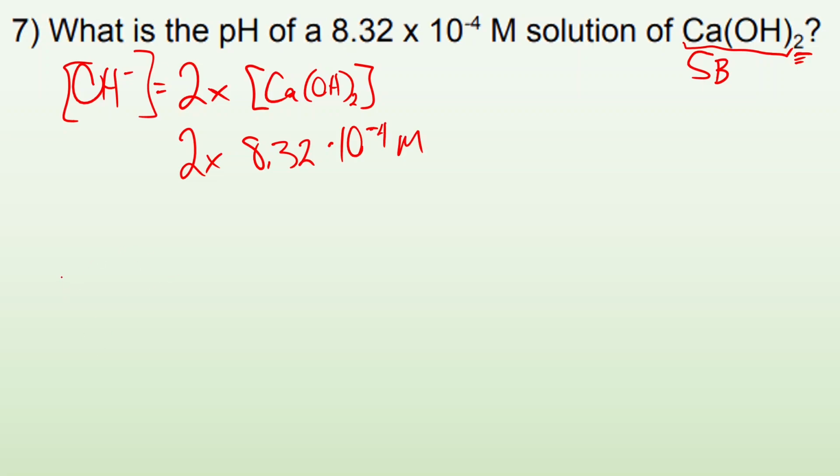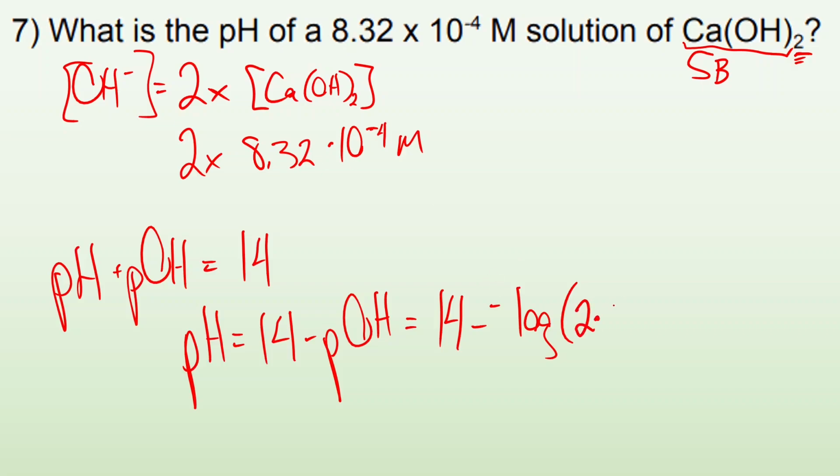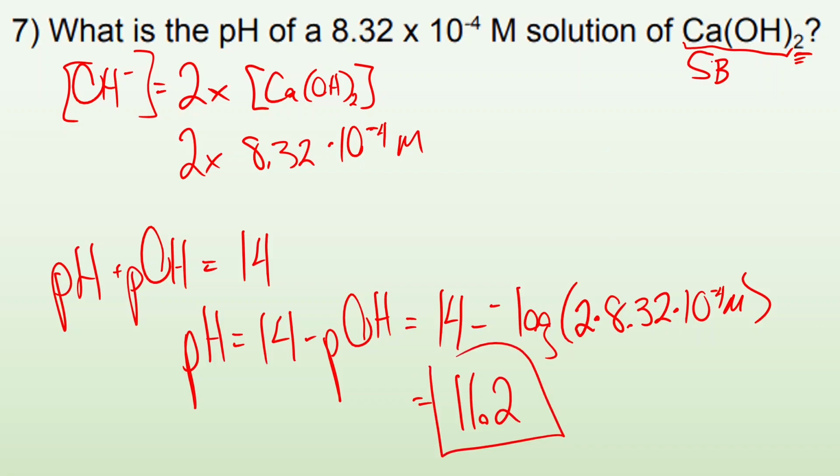So if it wants the pH, I know that pH plus the pOH has to equal 14. So my pH equals 14 minus my pOH, which means it's equal to 14 minus the negative log of the OH minus ion concentration, which is this 2 times 8.32 times 10 to the minus 4 molar. So now I pick up my handy dandy calculator, and I end up with 11.2. If I had to guess where you went wrong, if you got it wrong, you probably forgot to account for the fact that it's a dihydroxide. You have 2 OH minuses there.